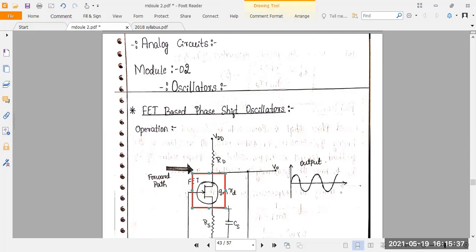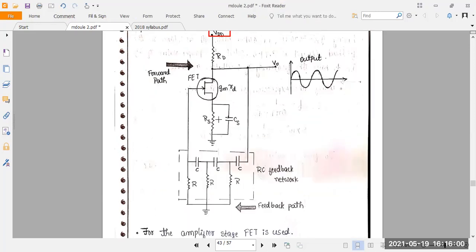FET means Field Effect Transistor. In this field effect transistor, there are three terminals: gate, drain, source. See here, the drain is connected to VDD. Now take the source.